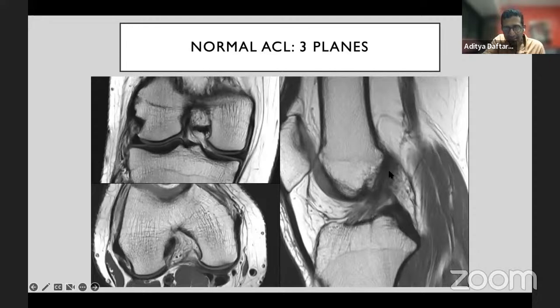You can see here that the ACL towards the femoral attachment is much darker, but as we get towards the tibial attachment, there are these little striations in the ACL. And this is just because the fibers fan out, and as they fan out, there's nothing but synovial fat that interdigitates within the tibial attachment.